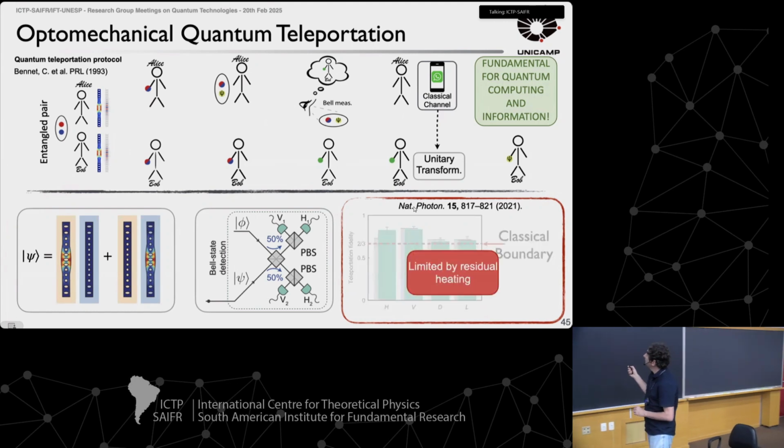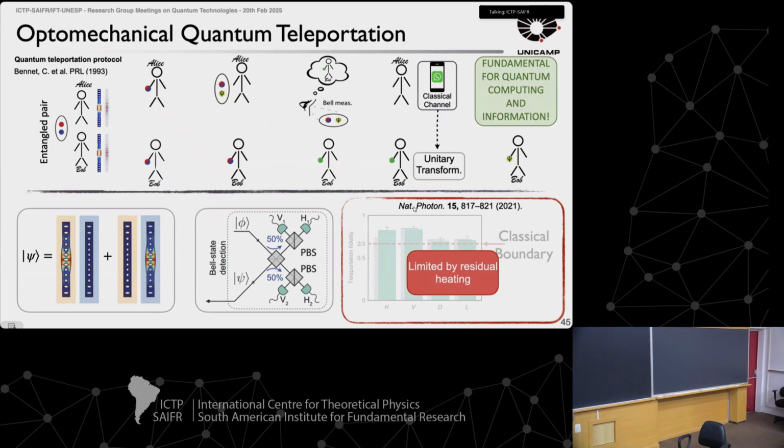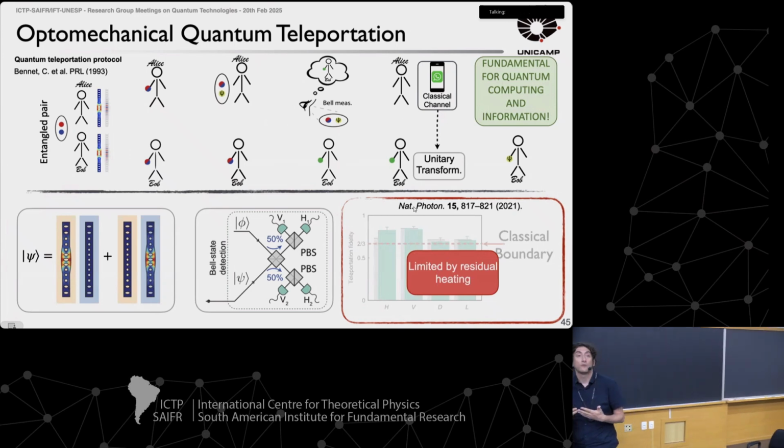One key ingredient here is that this kind of experiment is extremely slow. It takes about 25 to 30 days to take this data here, because we have residual heating.